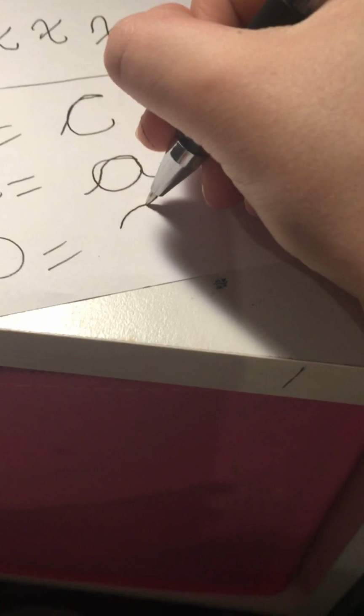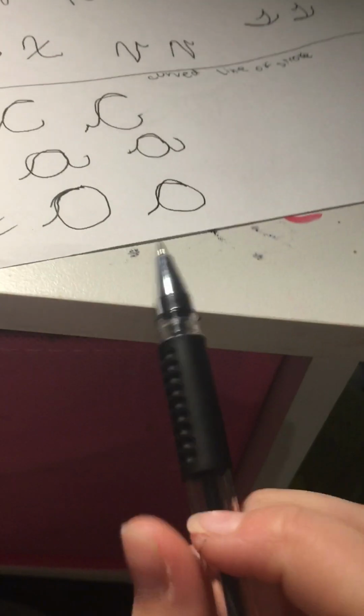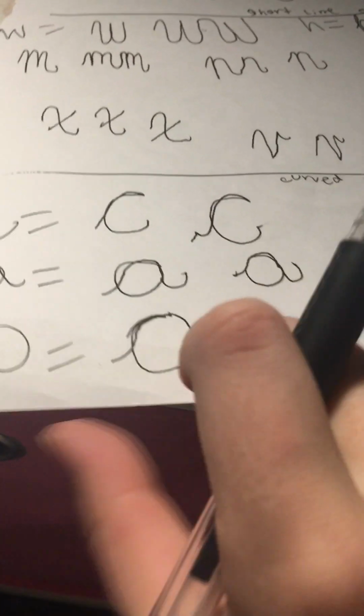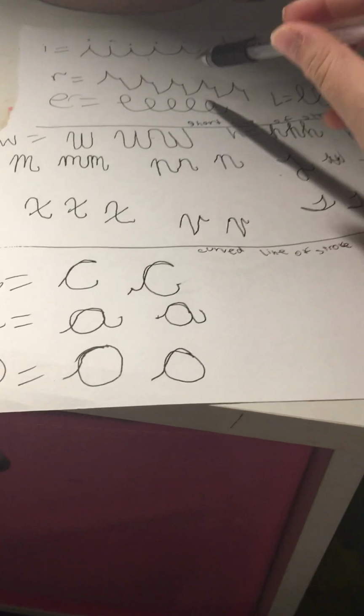Now we're going to do the letter O. The letter O is the same way. So, start in your curved line of stroke. Go around. That's an O. It's kind of like a backwards A. Whee! That is the letter O. Okay, and last week we learned connecting these letters to make words.